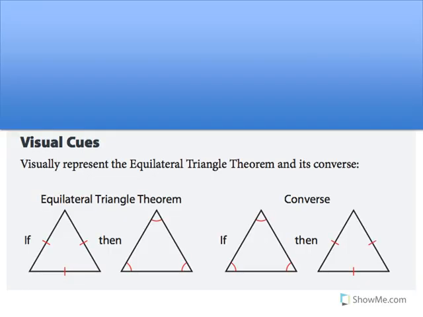Visual cue: visually represent the equilateral triangle theorem and its converse. Equilateral triangle theorem: if three sides of a triangle are congruent, then three angles are congruent. The converse: if all three angles are congruent, then all three sides are congruent.